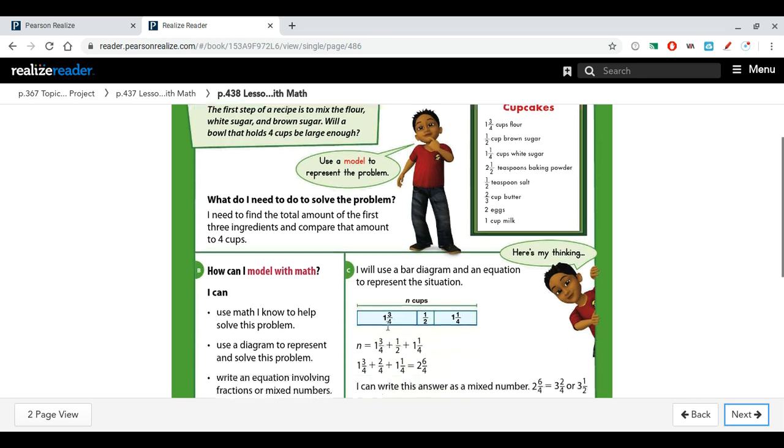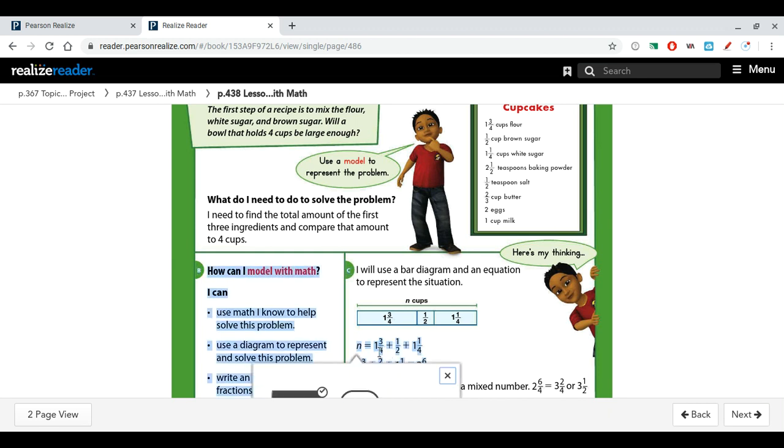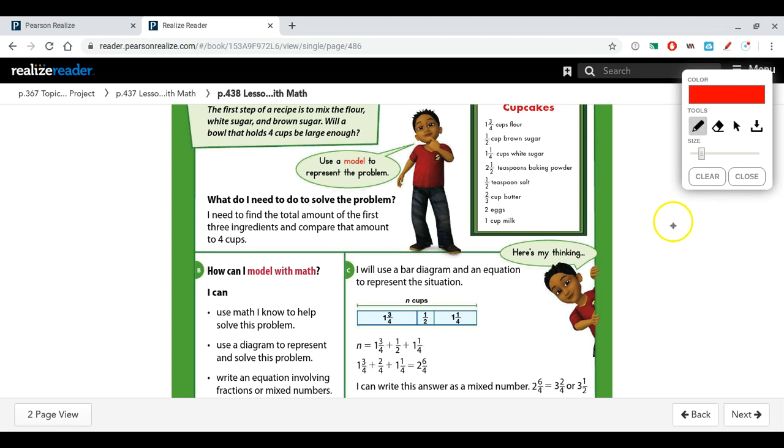So if you look right here, we built a bar diagram. So the n cups needs to be less than 4. If the n cups is not less than 4, that 4-cup bowl will not be large enough. And so here's my equation right here, n equals 1 3/4 plus 1/2 plus 1 1/4. If you'll notice, what they did is they added all 3 at the same time. You are more than welcome to add all 3 at the same time, but if you need to, break it apart into smaller pieces.